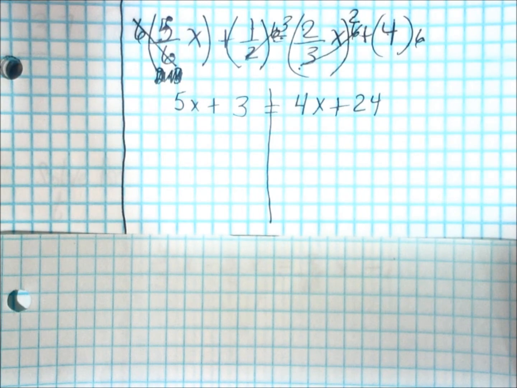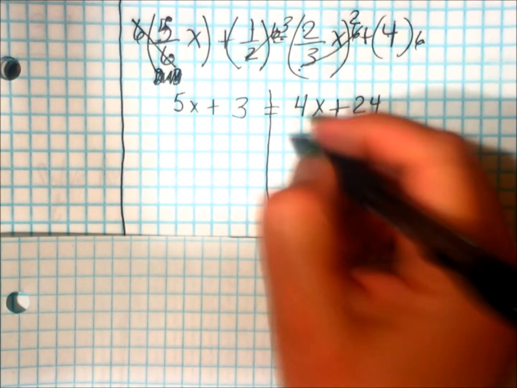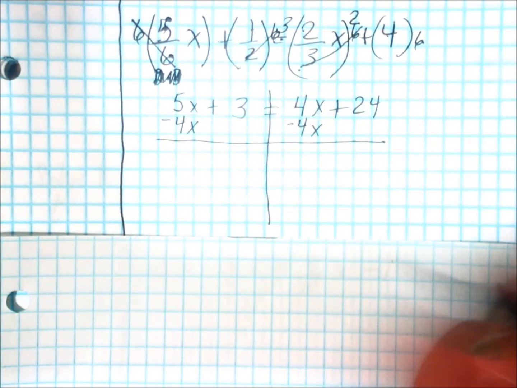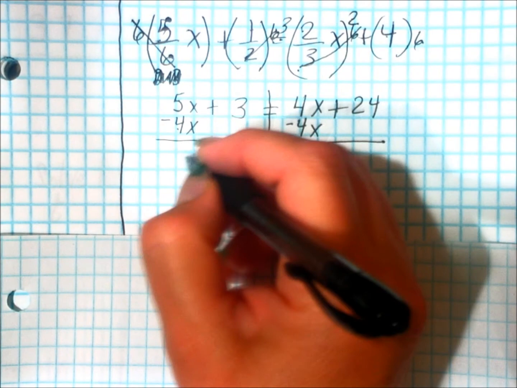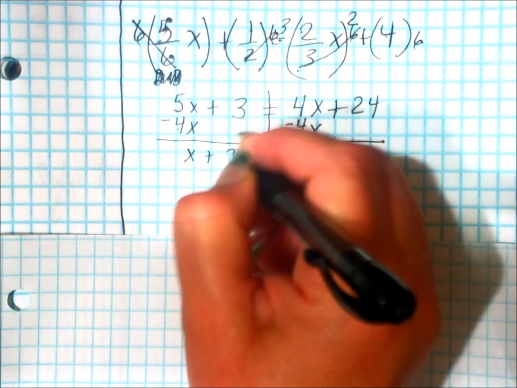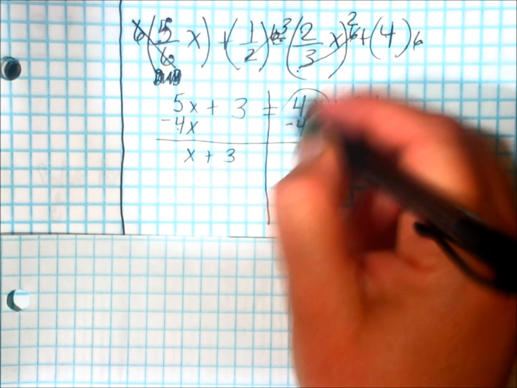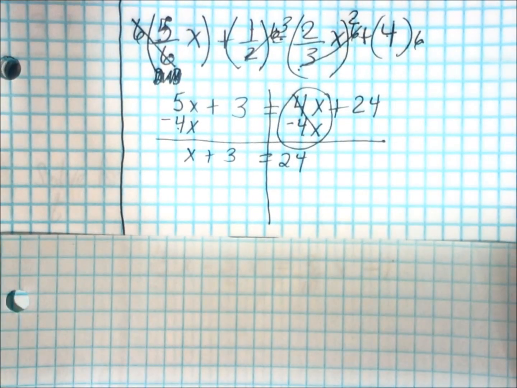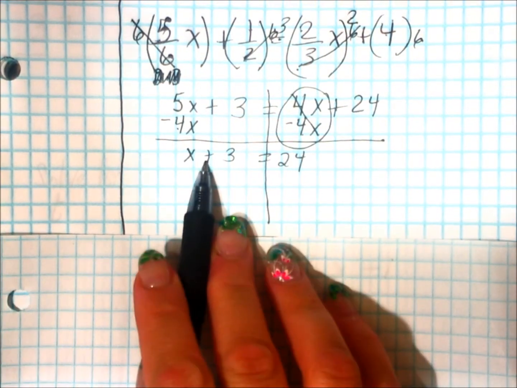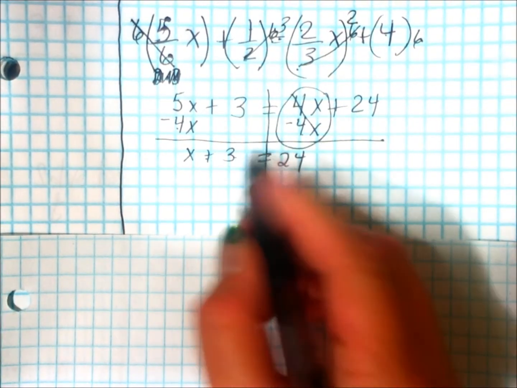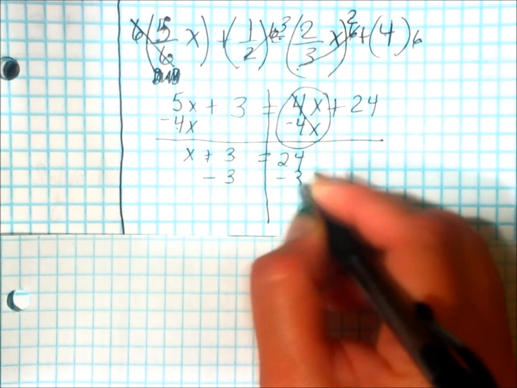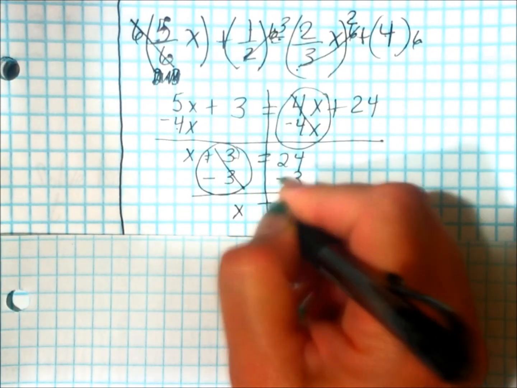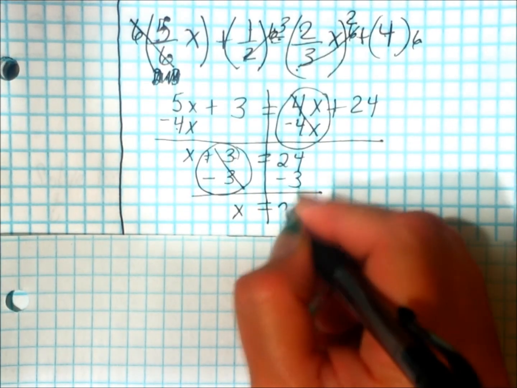Good stuff. Now I get my variable on the same side. And I say, okay, I'm going to go ahead and subtract 4x from both sides. I could have subtracted 5x. It doesn't matter. 5 minus 4 gives me 1x plus the 3. 4 minus 4 does give me a 0, and I'm left with a positive 24. Now I look at addition and subtraction. This is an addition problem. Opposite of adding 3 is subtracting 3. Here I got the 0 I was hoping for, and I'm left just with x. 24 minus 3 gives me 21.